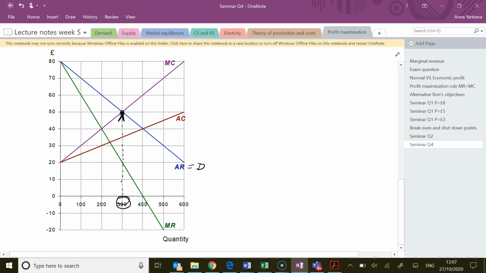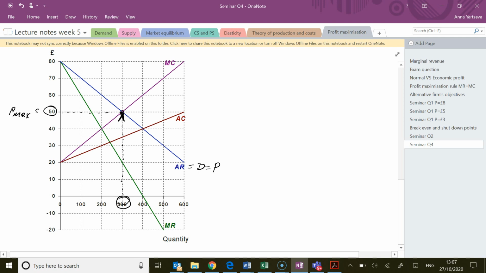Recall, the average revenue line is the same as the demand line. It's the same as the price because it shows how much consumers will be prepared to pay for each and every quantity. When quantity is 300, the price charged can be equal to 50 pounds. And this is the maximum in this particular scenario. The monopolist is unable to charge more for this level of output because consumers won't pay more. It's the demand which limits the monopolist's market power.